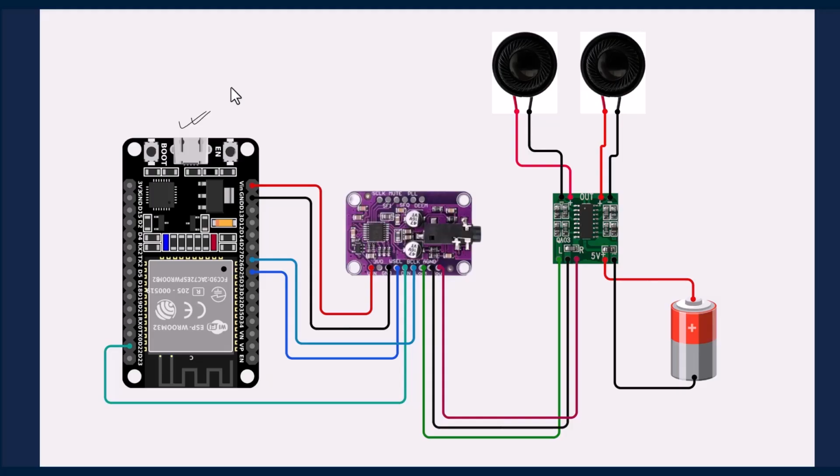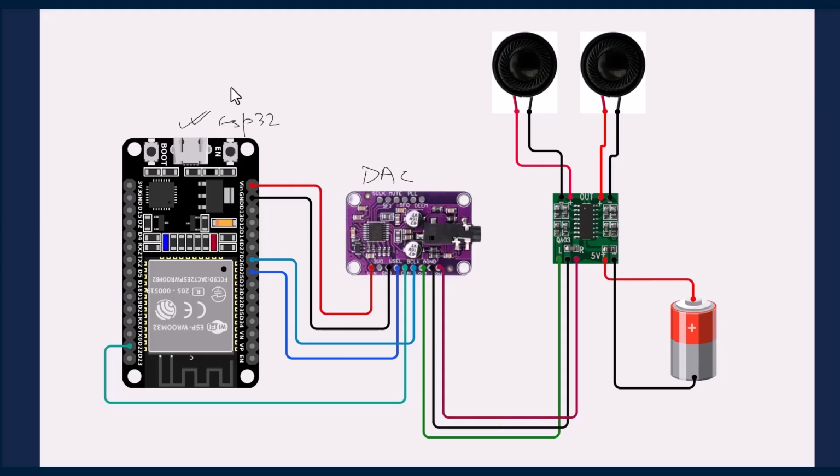So here we've got the ESP32, and right next to it we have our DAC module. In this example, I'm using the CJMCU 1134, but honestly, you can use any I2S DAC that's available to you. As long as it supports the standard I2S input, it should work just fine.